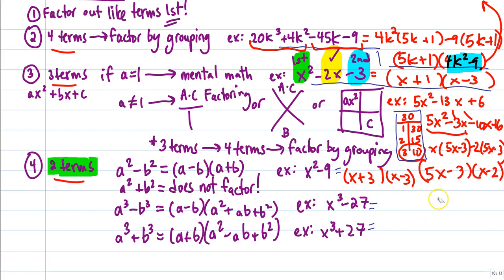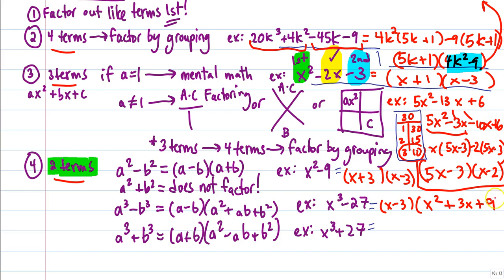It's a trap, right? But what if it's a cubed minus b cubed or a cubed plus b cubed? That does work. X cubed minus 27, the first group stays the same, so x minus 3. And then it's x squared, opposite sign plus x times 3, 3x, always positive plus b squared.